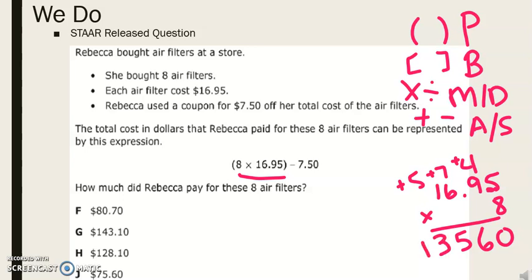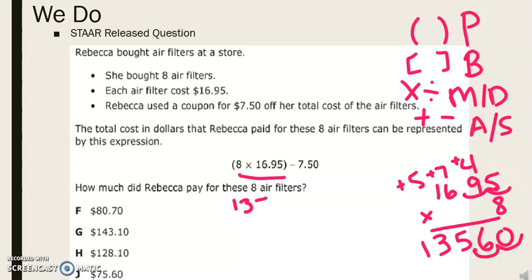Now remember to keep the place values you have behind the decimal. So here I have 2 place values behind this decimal. Here I don't have any. So my answer has to have 2 place values behind the decimal. So in this case, she spent $135.60.